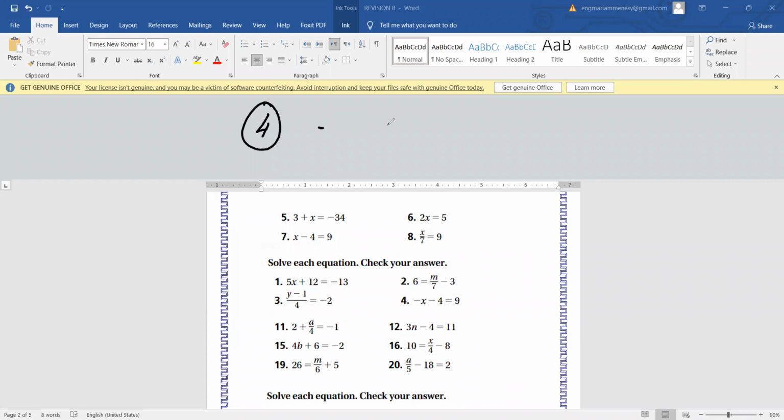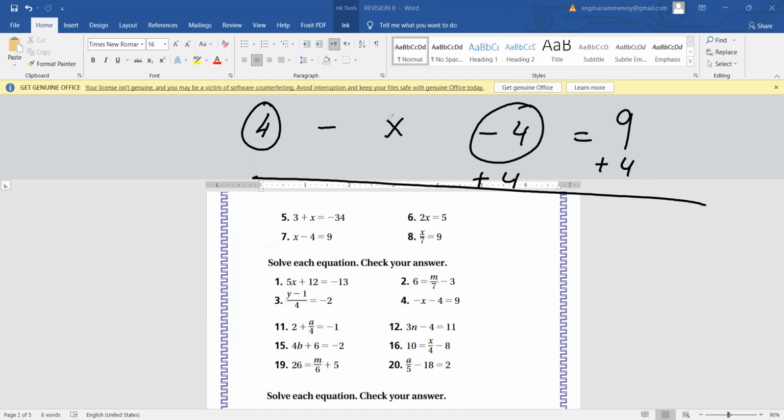Okay, number 4. Minus x minus 4 equals 9. How can I solve it? Minus 4, the opposite will be? Add 4 on both sides. The negative x stays as it is, my dear. Negative x equals 13. How can I remove negative x?